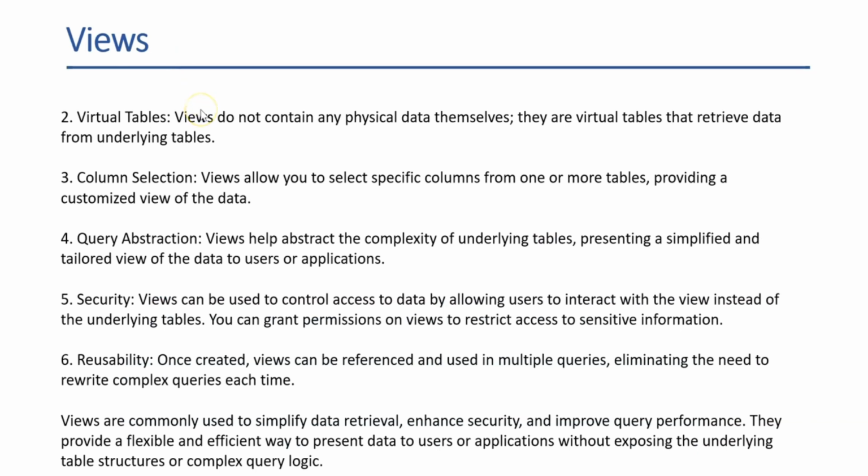These are virtual tables, as I mentioned, that do not store any physical data themselves. A view allows you to select specific columns, because in the select statement you can provide the columns you want to fetch from the table. You do not need to fetch all the columns, only the ones you require. Query abstraction: it abstracts the complexity of the underlying table, presenting simplified data to users or applications.